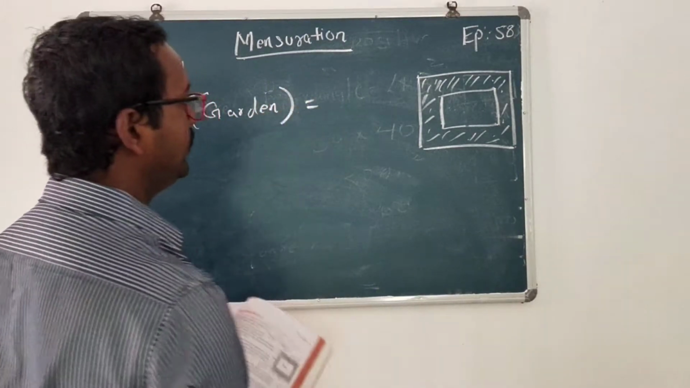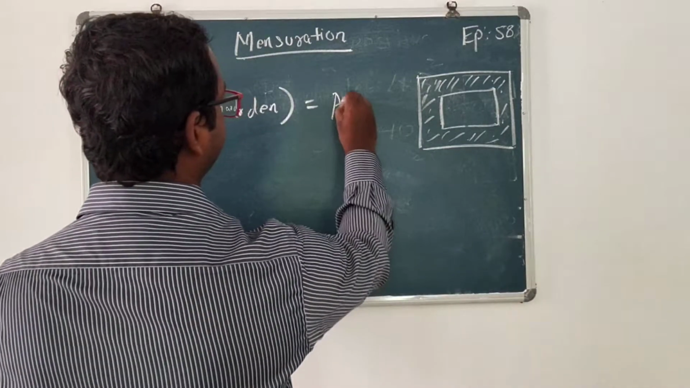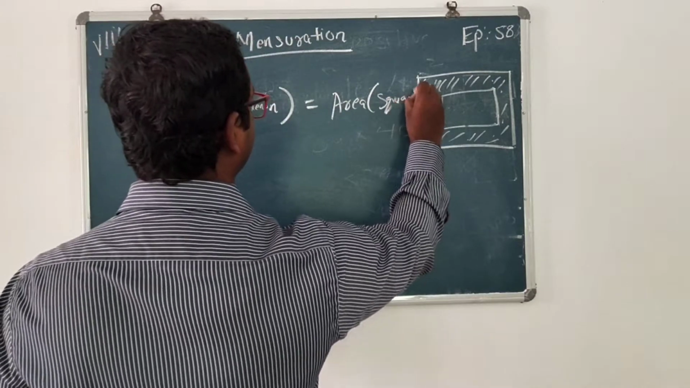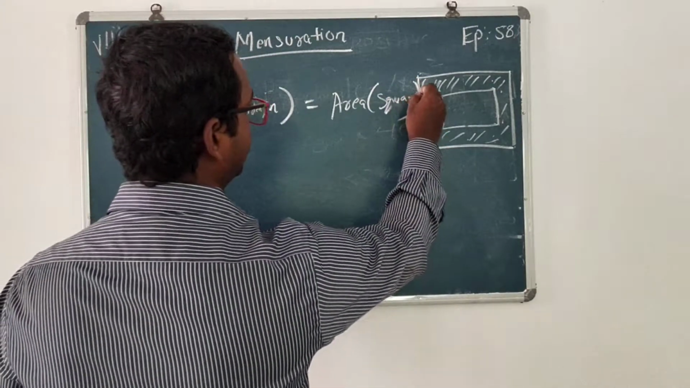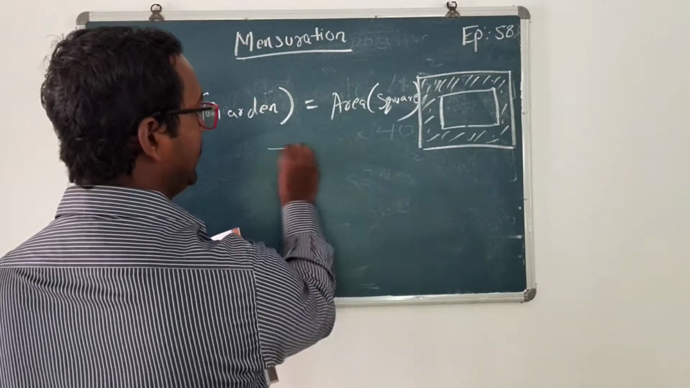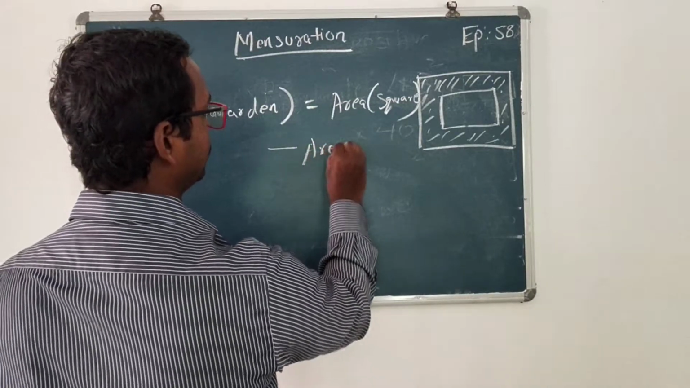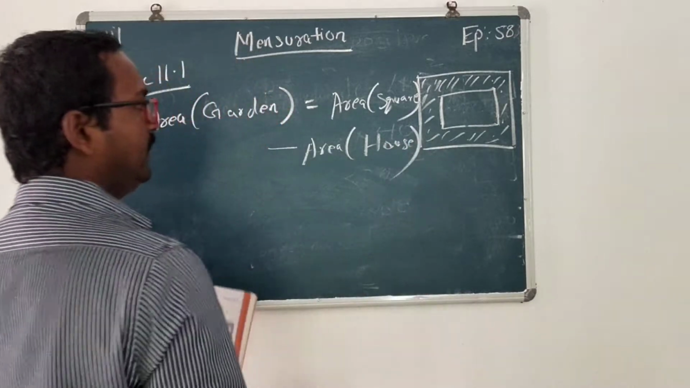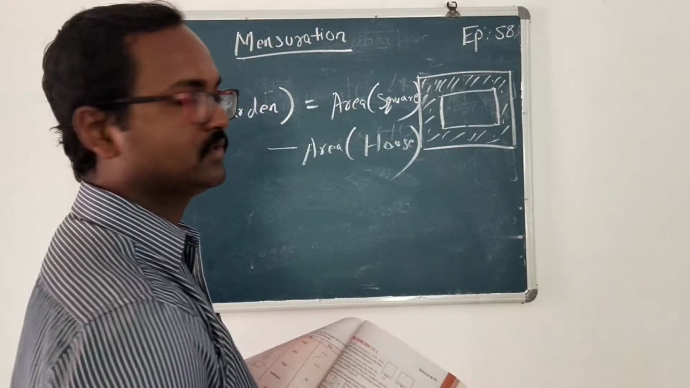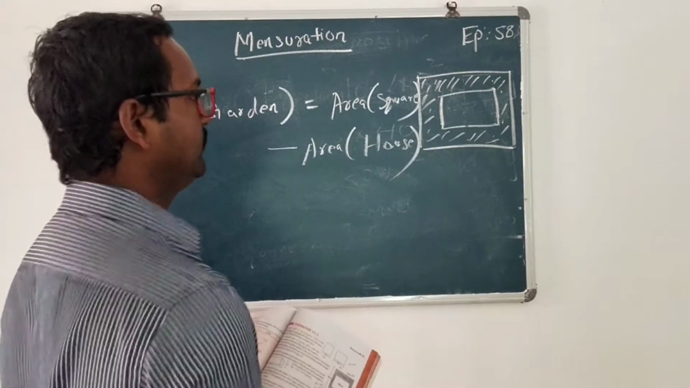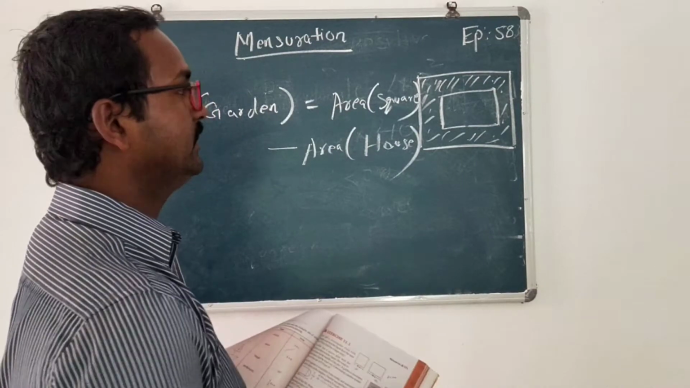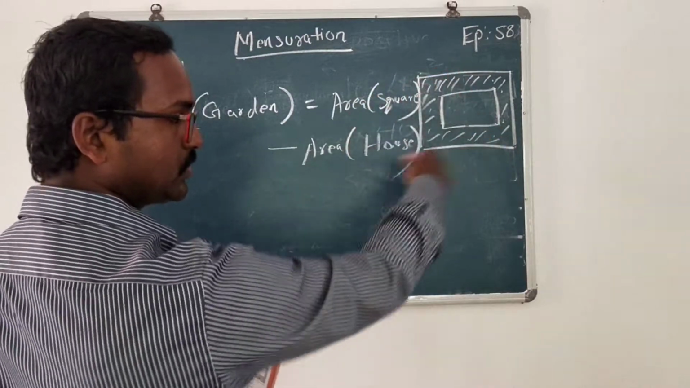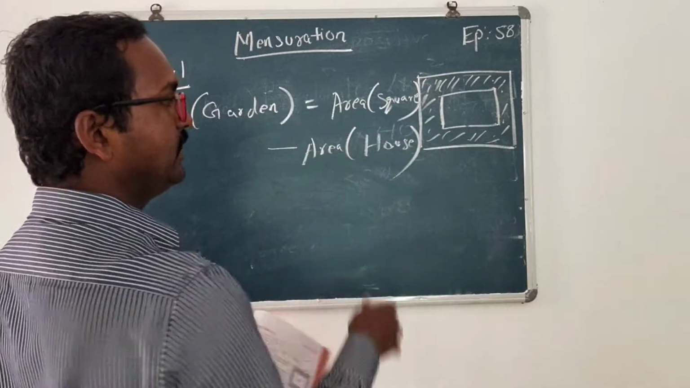Area of garden is equal to area of square minus area of house, which is a rectangle. Okay, so area of square minus area of house or area of rectangle, you can write it area. So first we have to find the area of the garden. For that we have to find the area of the square, and from that we have to subtract the area of house.